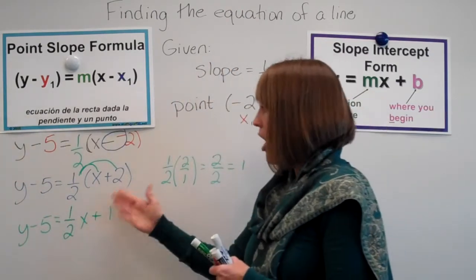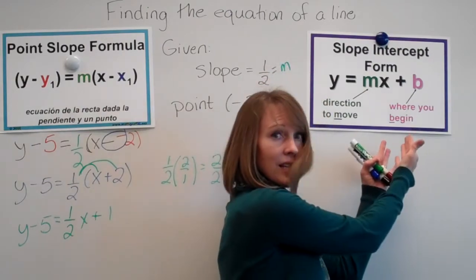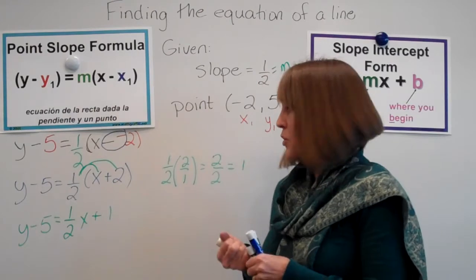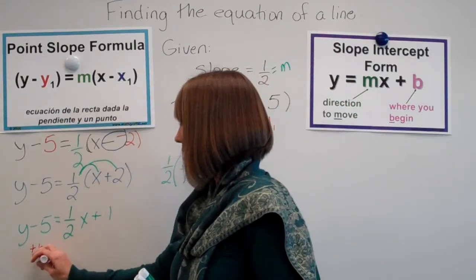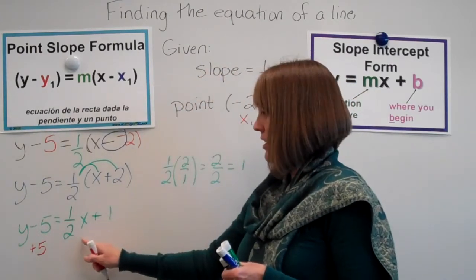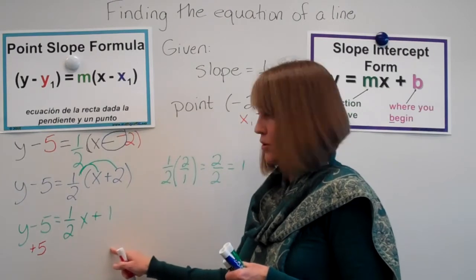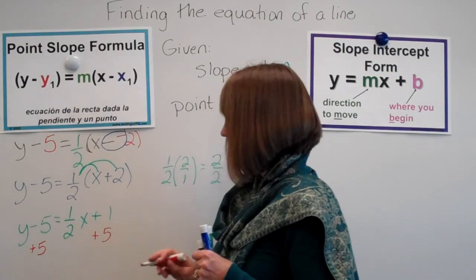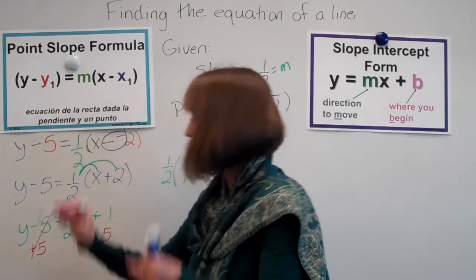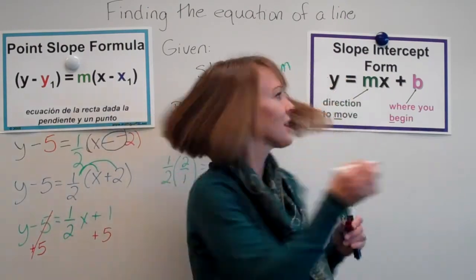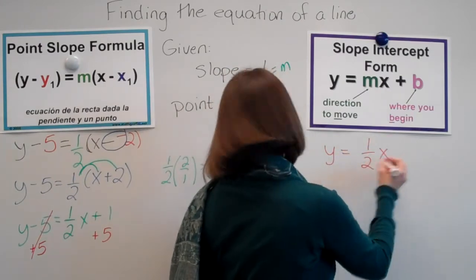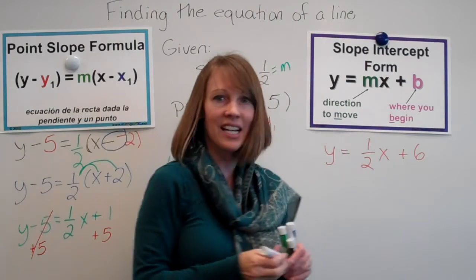We're almost there, right? All we got to do to make it look like this is to get our y alone. All right? So we're going to add 5 to both sides. Now, we got a choice. We can add it here or here. What are we going to add it to? No pink underwear, right? So we're going to add it here. Okay, cool. These cancel out, and ta-da! We are left with y equals 1/2 x plus 6.